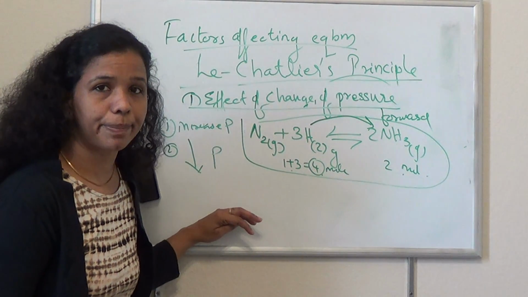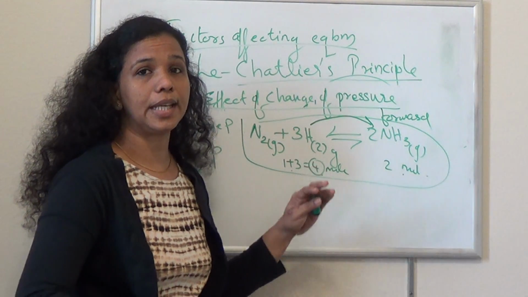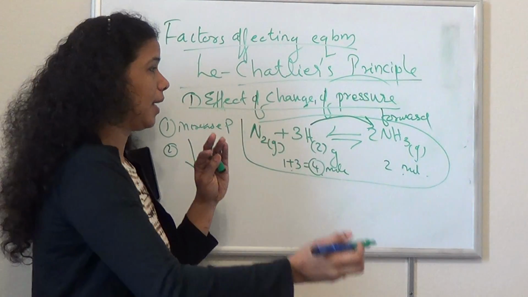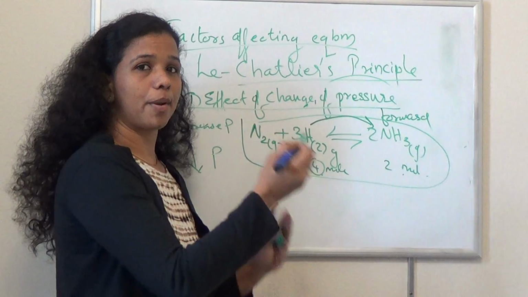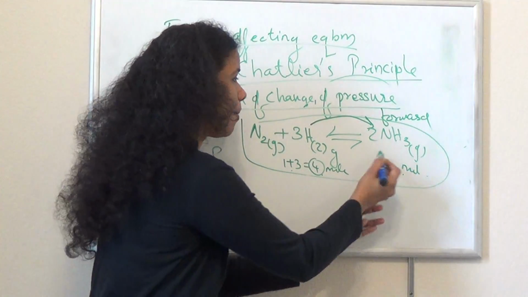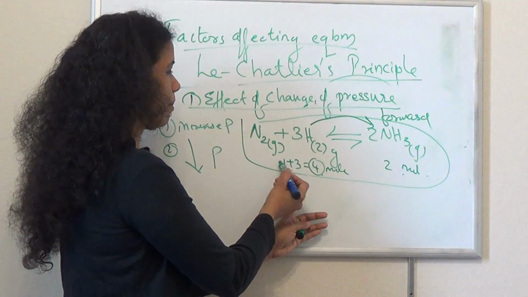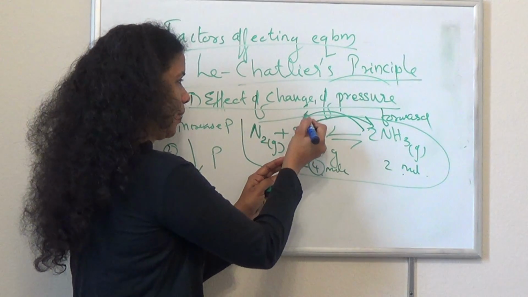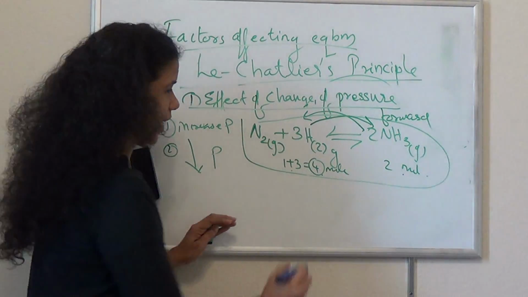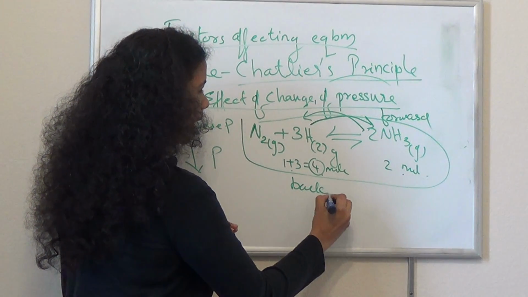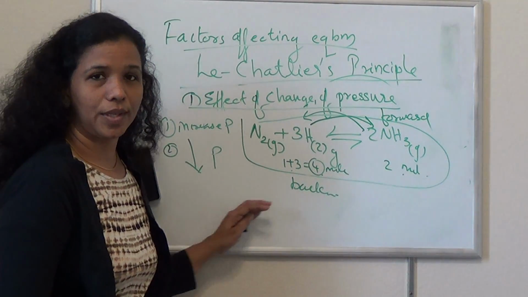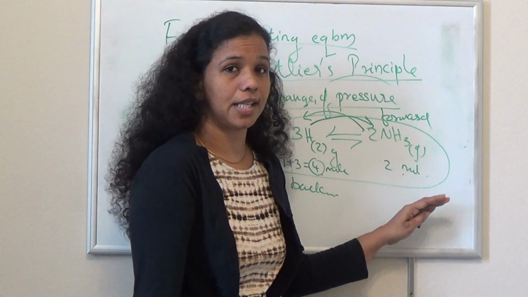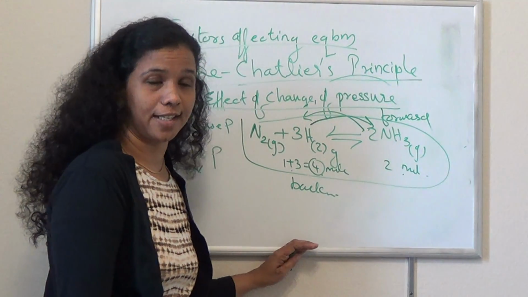Second condition, if we decrease pressure, the system wants to increase the pressure. It has to reach an equilibrium. So what happens? To increase pressure, a greater number of molecules is needed. So some of the ammonia will readily decompose and produce nitrogen and hydrogen. They will shift towards the left, that is, the backward reaction takes place. So in this case, if we increase pressure, the forward reaction takes place. If we decrease pressure, the backward reaction takes place.